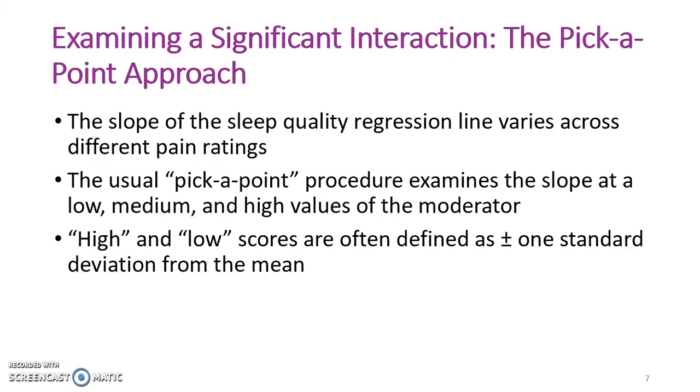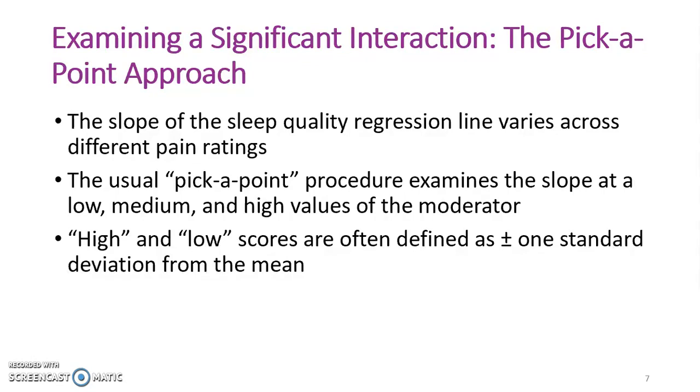And it's different. Examining the simple slopes is different for a continuous moderator because the slope of the sleep quality regression line varies across all different pain ratings, and pain severity is a continuous variable. So that would be a ton of different simple slopes we'd have to look at if we chose each value of pain severity. So what we do is we use what we call the pick a point approach.